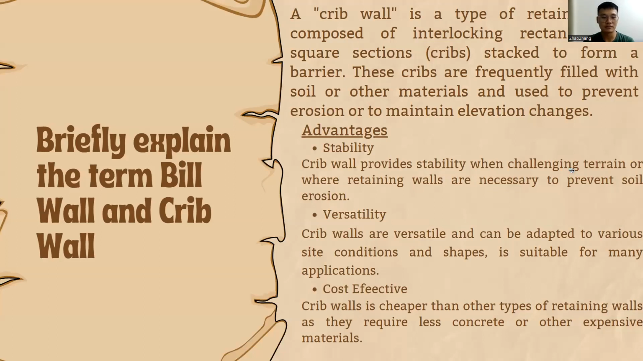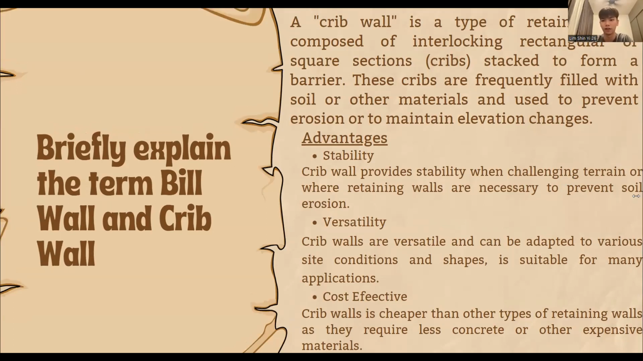Now I will talk about the crib wall. The crib wall is a type of retaining wall composed of interlocking rectangular or square sections stacked to form a barrier. And these cribs are frequently filled with soil or other materials and used to prevent erosion or to maintain elevation changes. And the first advantage is stability.